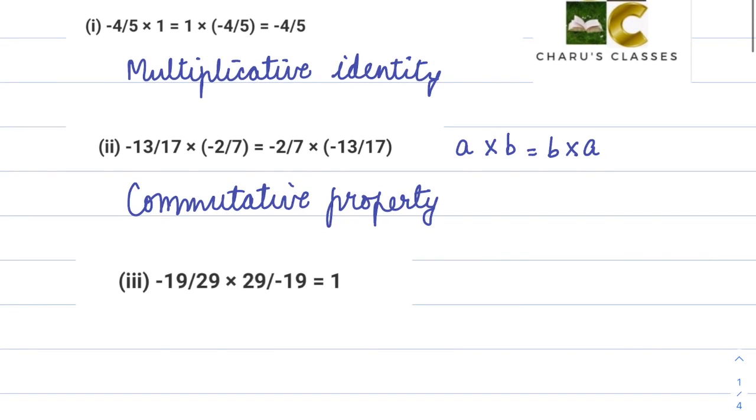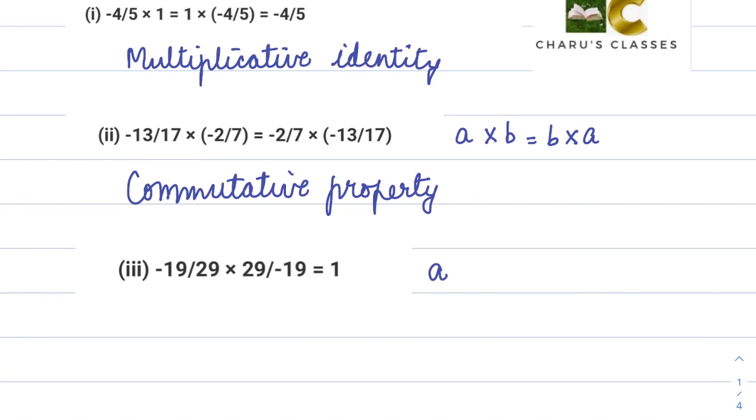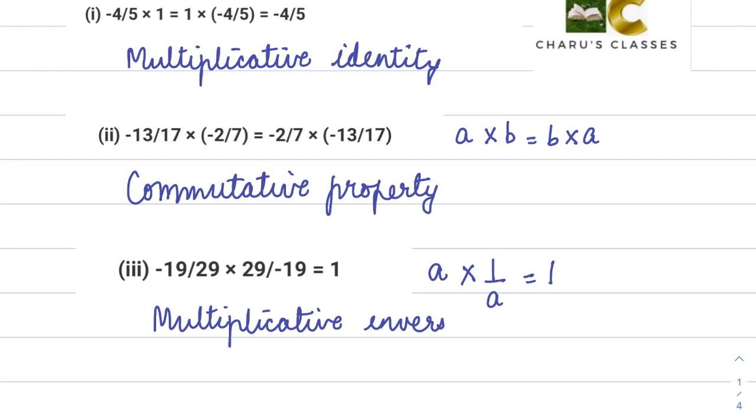Third part, minus 19 by 29 into 29 by minus 19 is equal to 1. यहाँ पे एक नंबर है, सपोज माइनस 19 by 29 इज a, तो उसका जो मल्टीप्लिकेटिव इन्वर्स है दैट इज 1 by a, minus 19 by 29 is 29 by minus 19. सो एक नंबर को जब हम उसके इन्वर्स या रेसिप्रोकल से मल्टीप्लाई करते हैं we get 1. So this particular property is the multiplicative inverse.